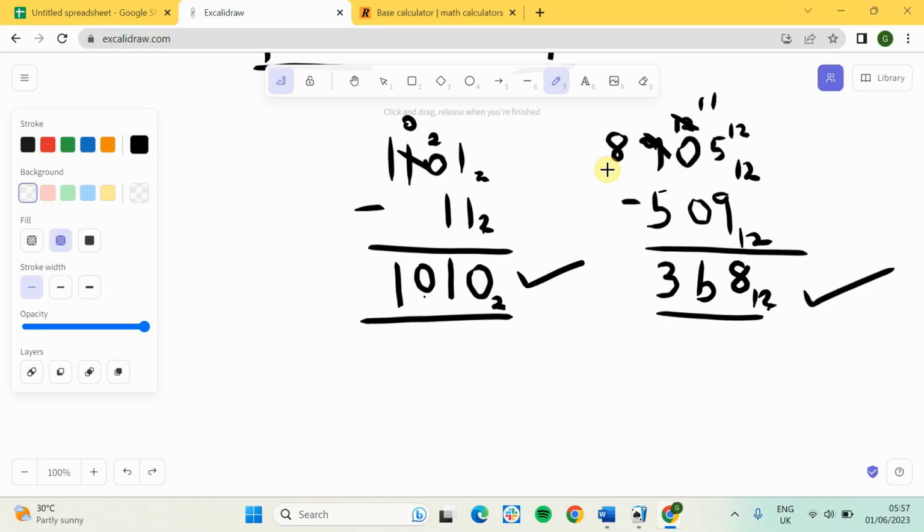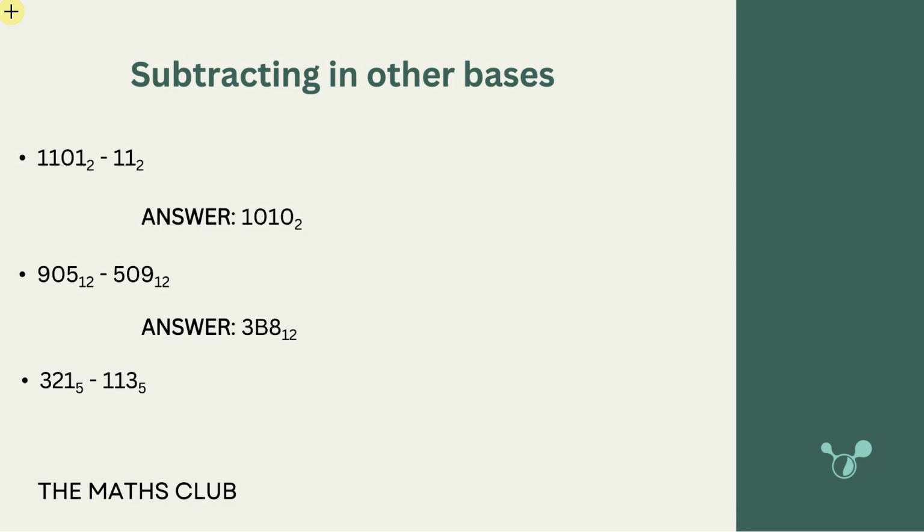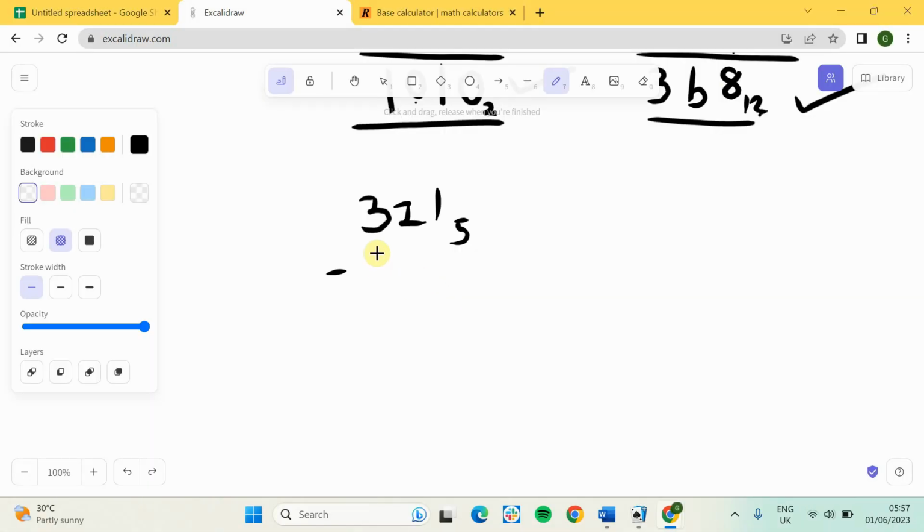Welcome back. So let's see. Let's solve it together. So this is 321 in base 5 minus 113 in base 5. Let me make this 3 more visible. 1 cannot subtract 3, so I have to borrow from this one. So if I borrow from this guy, it becomes 1.